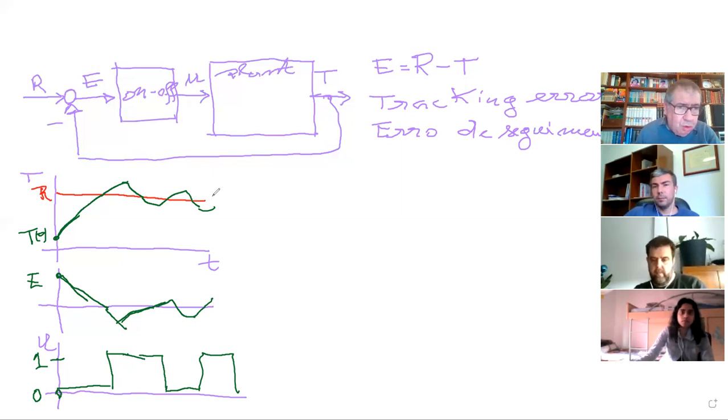So we could probably improve this result. Do you have ideas for improvement? What is the reason for this oscillation?